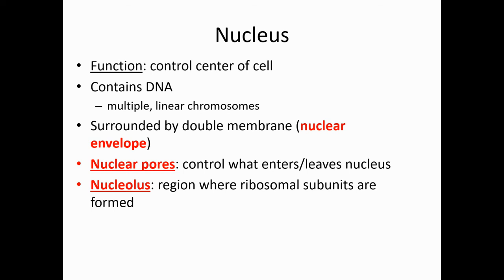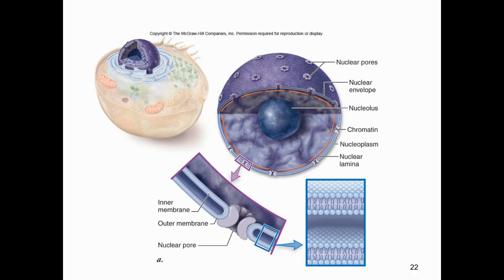The nucleus has this double membrane around it, and there are nuclear pores, which can allow stuff to enter and leave the nucleus if needed. And then within the nucleus is the nucleolus, which is where ribosomes are created. I'll show you a picture here to help explain that.